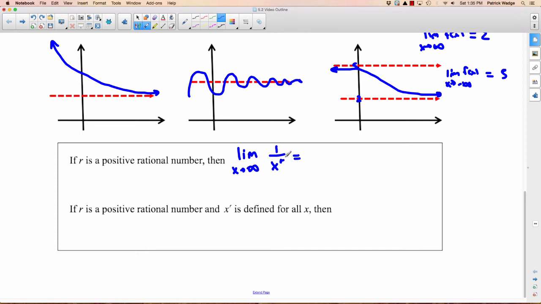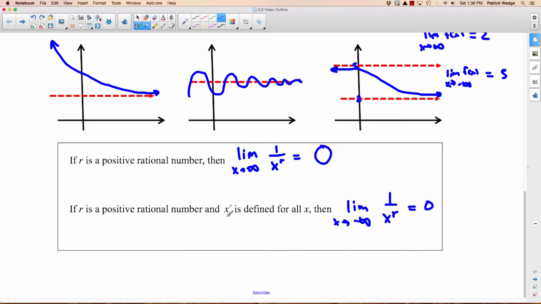So this is very important, this concept that when you take some constant amount, in this case 1, and you divide it by x to the r, where r is a positive rational number, you're going to end up with 0. Okay, for all intents and purposes, this is exactly the same thing. This says if r is a positive rational number and x to the r is defined for all x, I'll explain that in a second, then the limit of 1 over x to the r as x approaches negative infinity is also equal to 0.